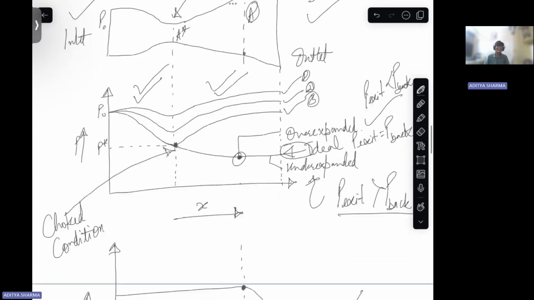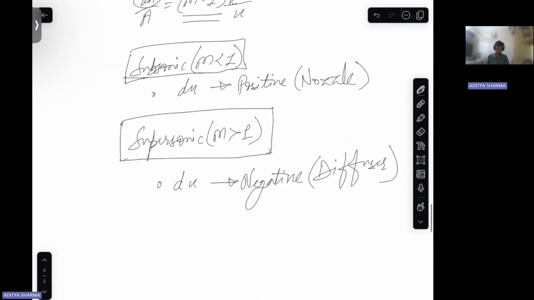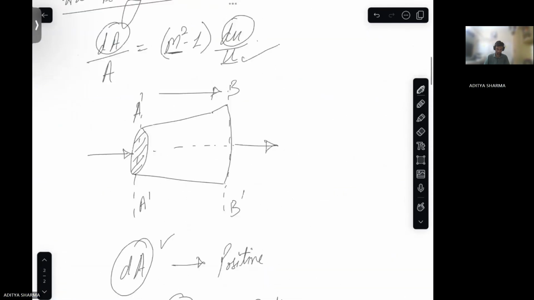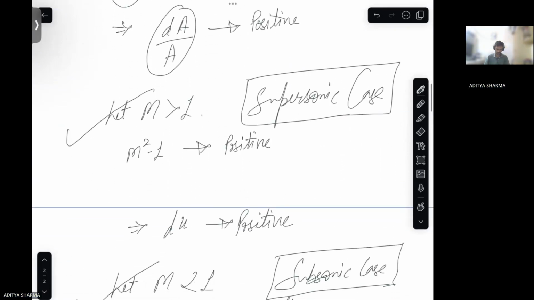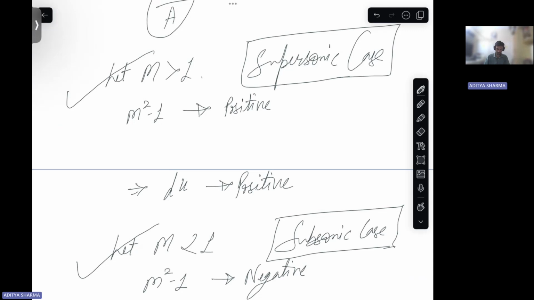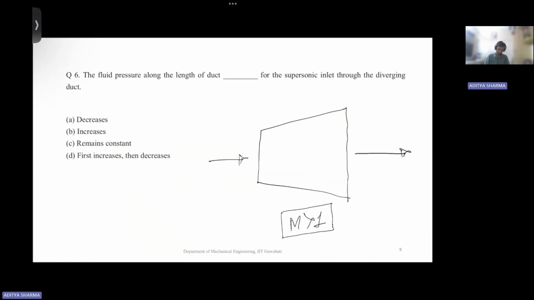What's your previous discussion? Area Mach number relation for supersonic diverging. This is the diverging case, supersonic diverging case. What happens is your dU is positive, which means velocity will increase, and in that case, pressure will decrease. Fluid pressure along the length of the duct decreases.